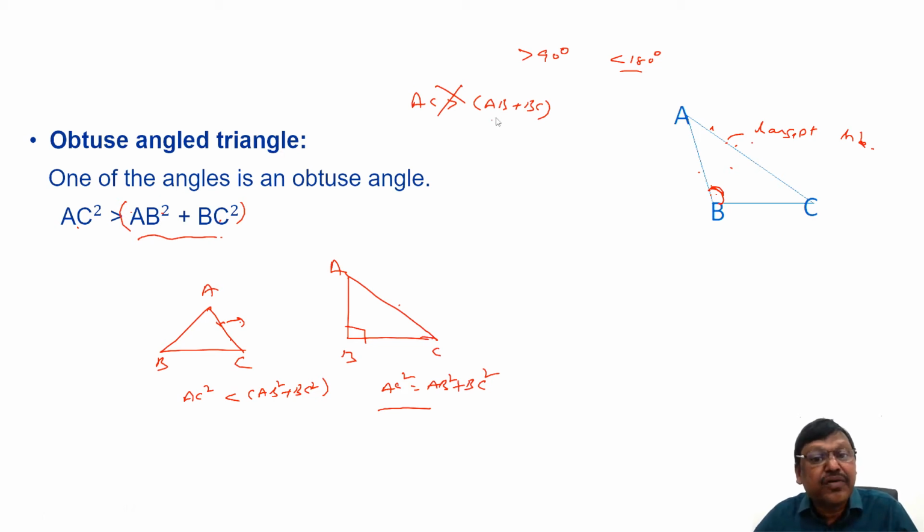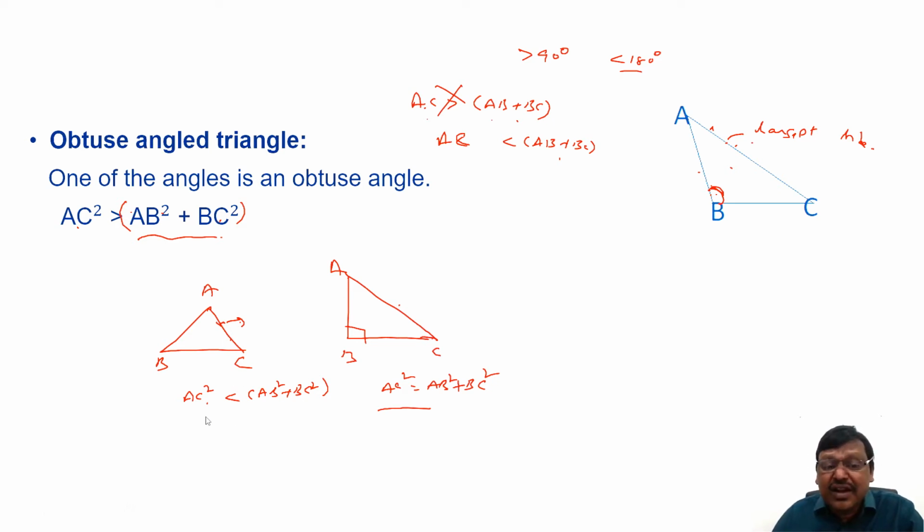Because in a triangle, the sum of two sides has to be greater than the third side. AC has to be less than AB plus BC, because it's a triangle. But AC square will be greater than AB square plus BC square, right? We will see in one of the questions. So that is important. Whereas in an acute angle triangle, AC square is less than AB square plus BC square. In a right angle triangle, it is equal, right?